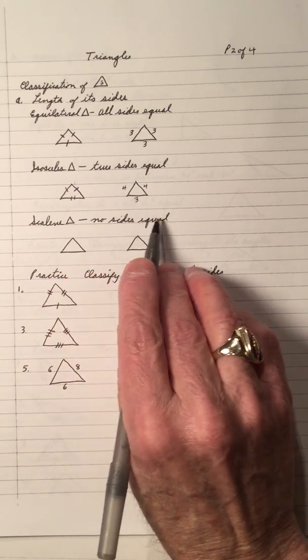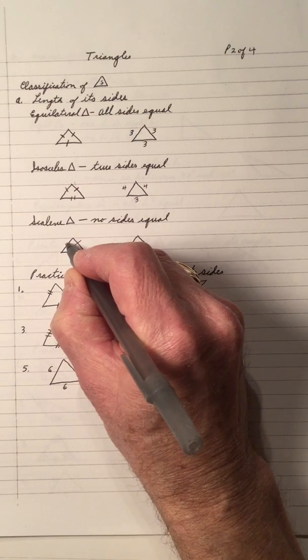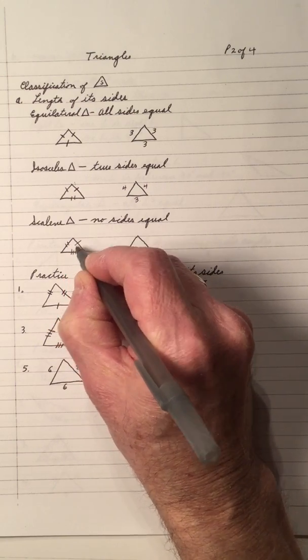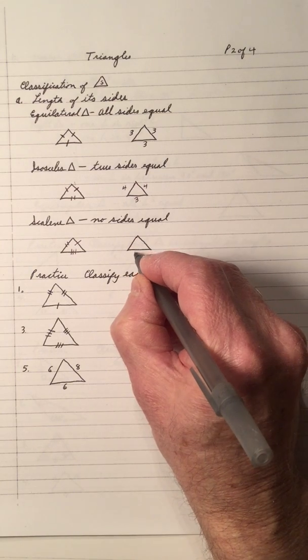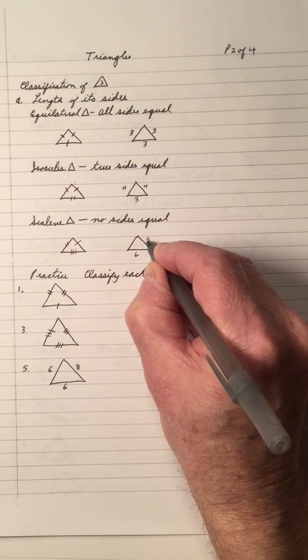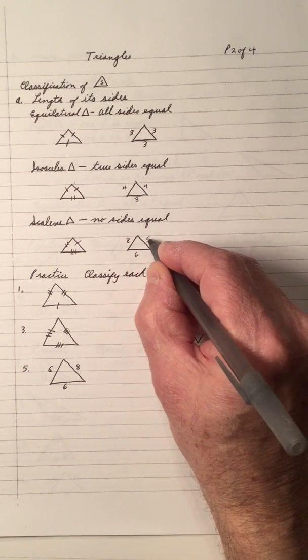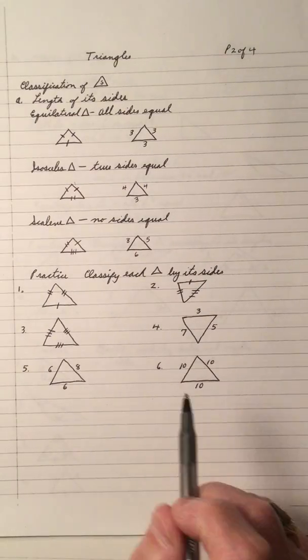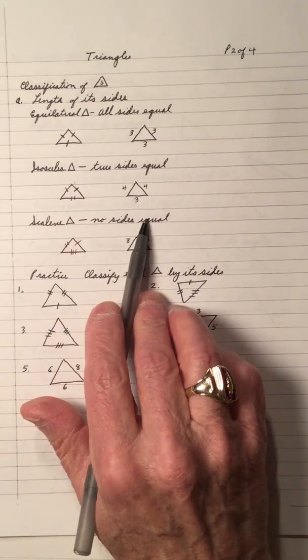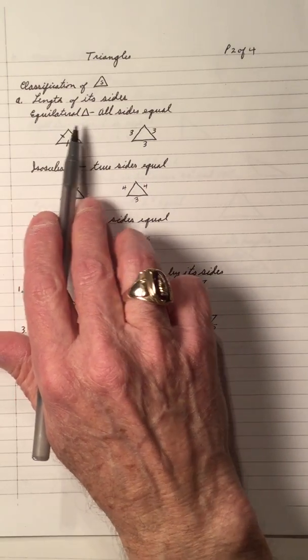A scalene has no sides equal. So no sides equal, I can mark 1, I can mark a 2, and I can mark a 3. Means all three sides are different. And if I put the lengths on the sides, I can go 6, 5, and 8. So 6, 5, and 8 are all different, so scalene. So a scalene triangle has no sides equal. Isosceles, two sides equal. Equilateral, all sides equal.